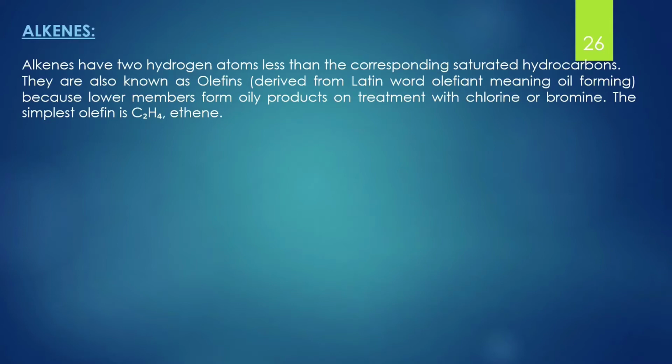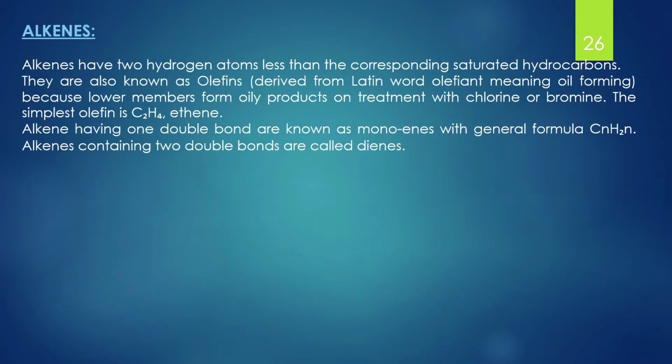The simplest olefin is C2H4, also known as ethene. Alkenes having one double bond are known as monoenes with general formula CnH2n. Alkenes containing two double bonds are called dienes.